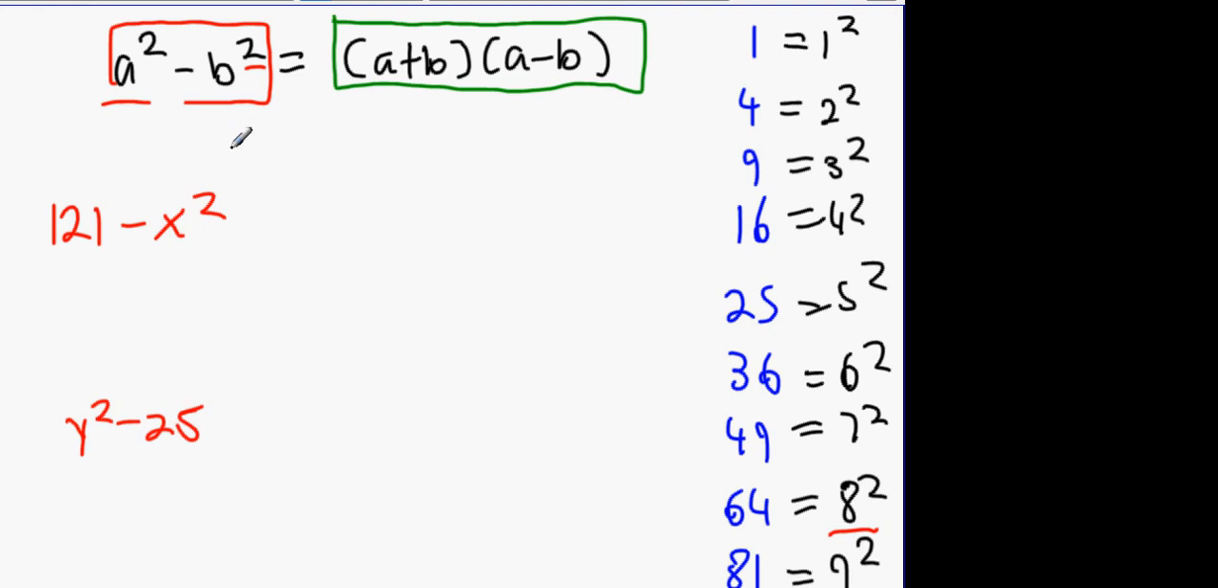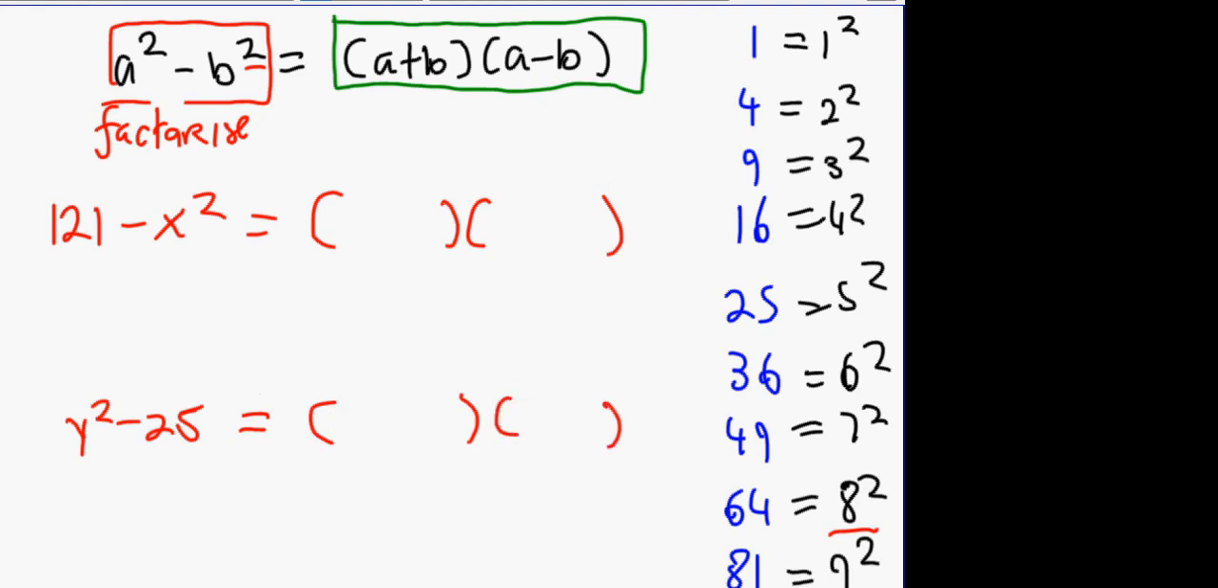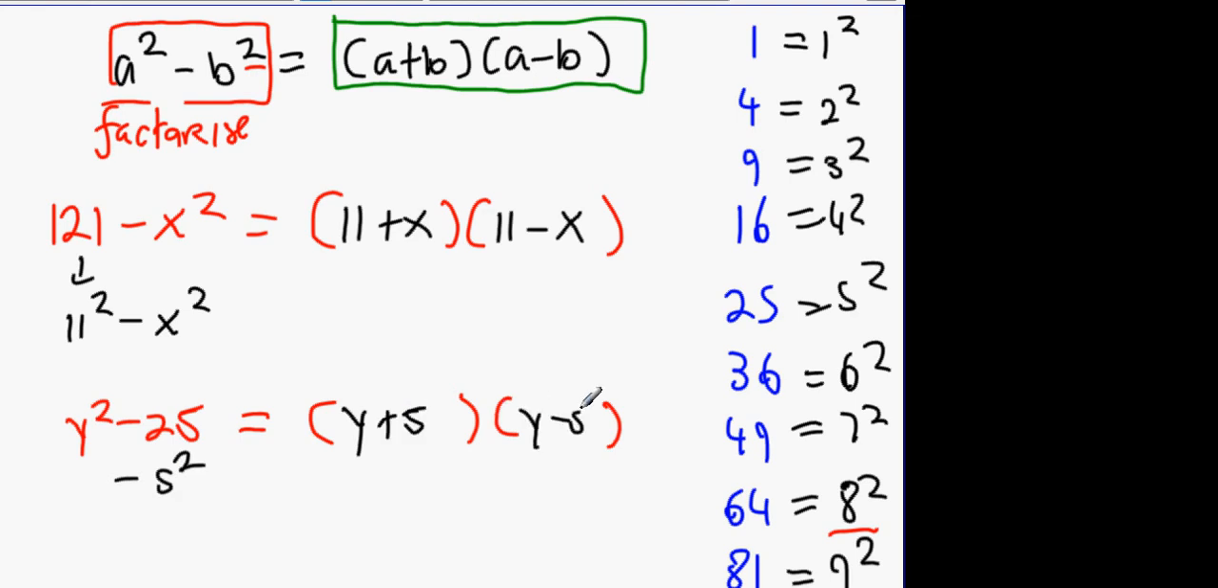Now guys, what they want in this is, you'll see the word factorize. And you'll see questions like this. And what they're looking for you to do is put them both in brackets and figure out what the answer is. So, what I mean by this is, 121 can change into what? 11 squared. X is still x. A is 11. B is x. So the answer therefore is 11 plus x. And the other one is? 11 minus x. Perfect. Now what about in here? Y squared minus 25. A squared turns into a, therefore y squared turns into y, and 25 turns into 5. So y plus 5, y minus 5. And if you were to multiply that out, what should it turn back into? Y squared minus 25.